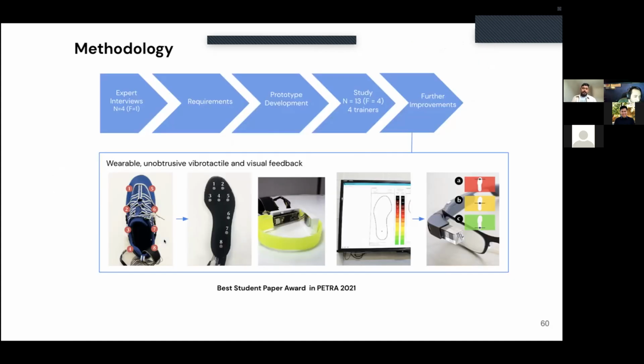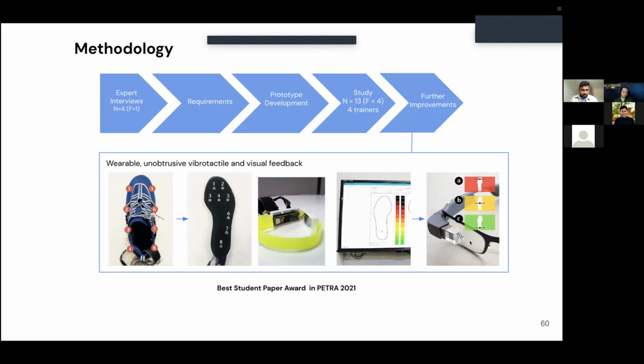So we didn't stop there. We wanted to improve this interface, because our first interface is not wearable at all. Instead of using a vibrotactile shoe, we converted our system into a vibrotactile insole, and the feedback of the center of pressure is provided directly to the sole of your foot, which is more sensitive than the side of your foot. And the visual feedback we improved to a Google Glass.